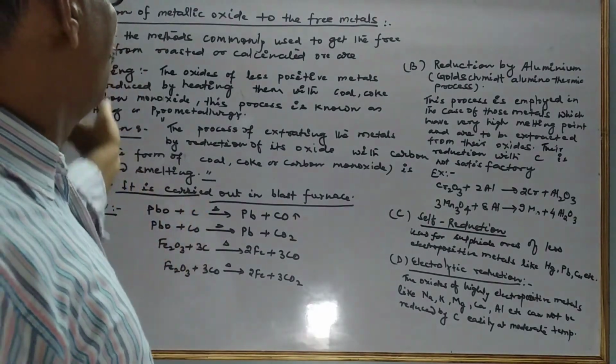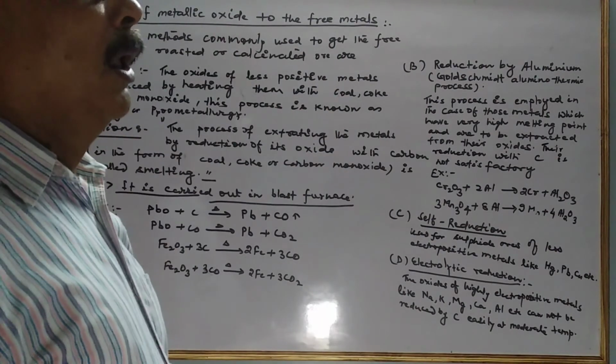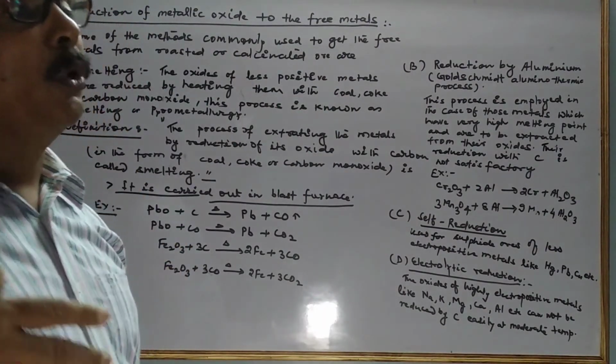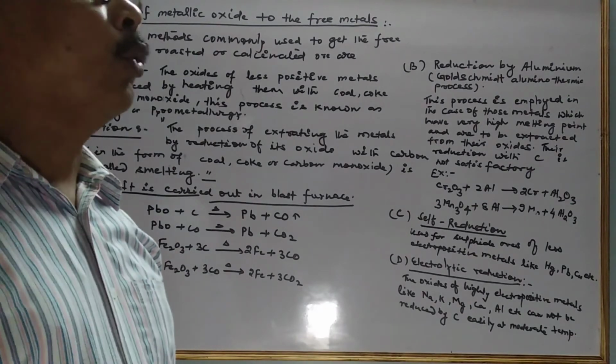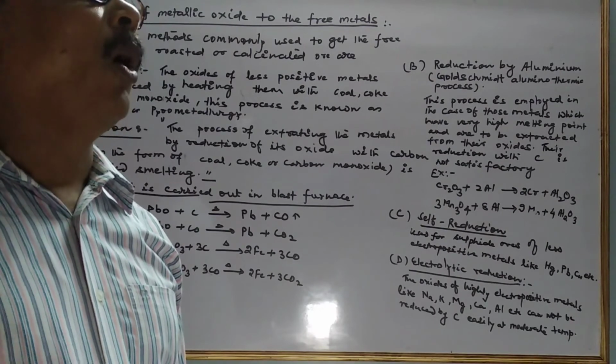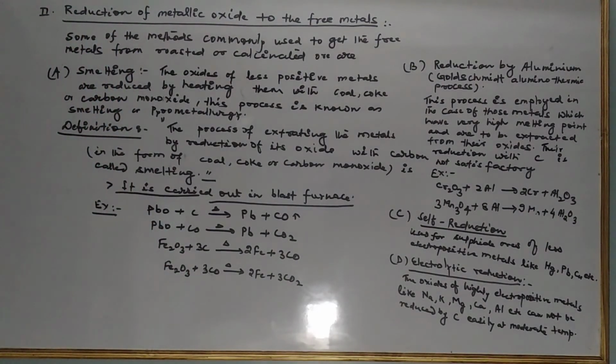So after the reduction of the metallic oxide to crude metal, the task ahead of us is how to get the pure metal from the crude metal. That is called refining of metal or purification of metal. That we will discuss now.